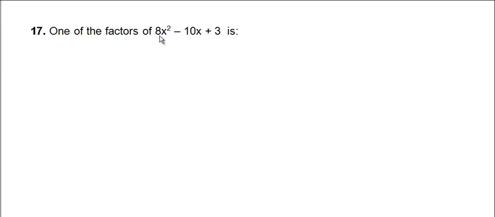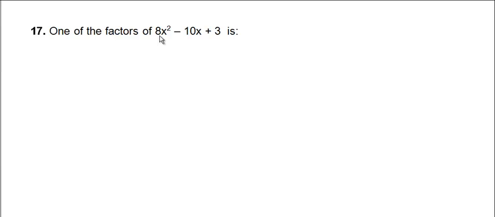Now there's a variety of choices you have for the next step. You may have learned the trial and error method, or you may have learned a method that's either called the reverse FOIL method of factoring or the AC method of factoring. So what we're going to look at here is using the AC method of factoring.